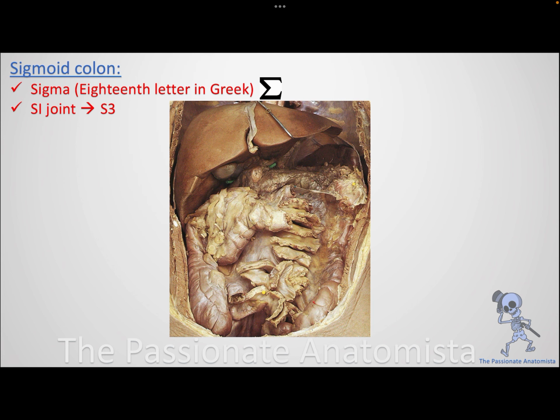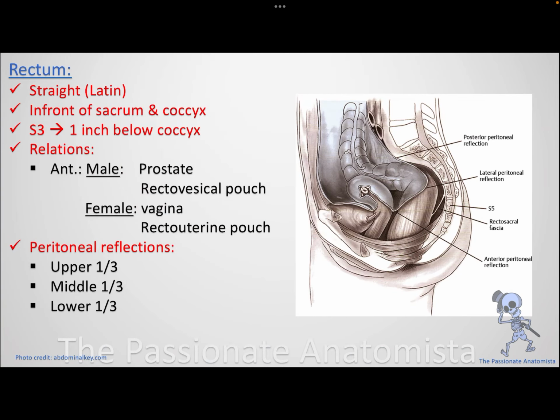All right, so in the sigmoid colon, why do they call it sigmoid? Because it looks like a sigma, which is a letter in Greek, and the sigmoid colon starts from the level of the sacroiliac joint, all the way to the level of the third sacral vertebra. So S3 is the end of the sigmoid and the start of the rectum.